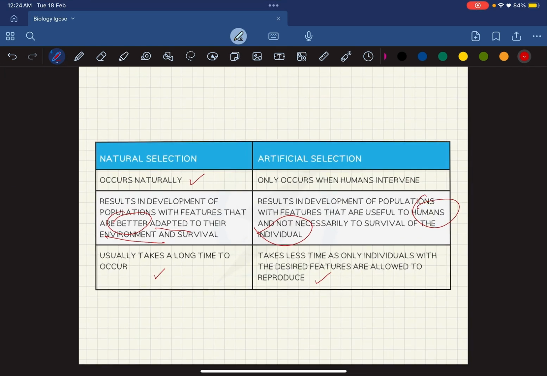I feel like this chapter is a bit boring and a bit confusing for some people, but I hope I was able to help you. That's pretty much it for this chapter.